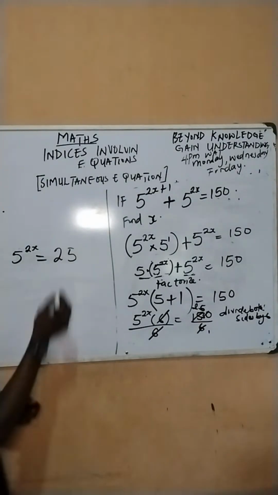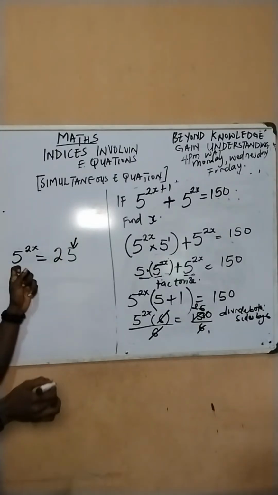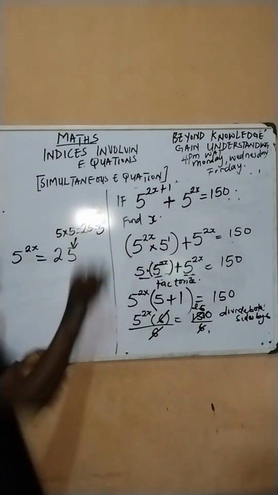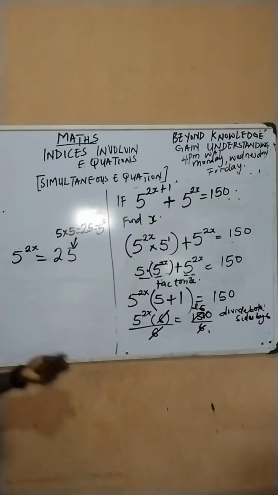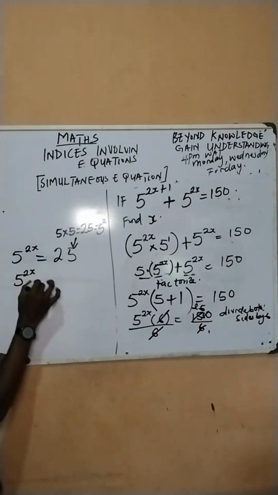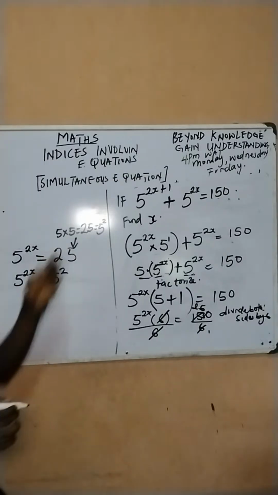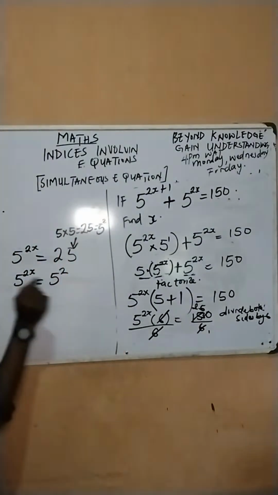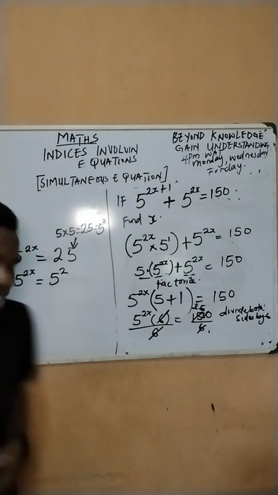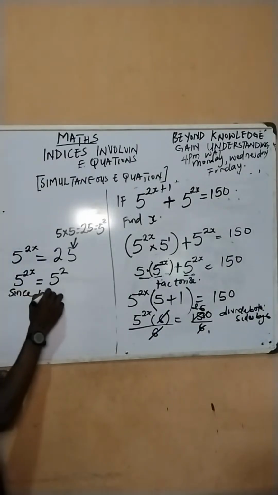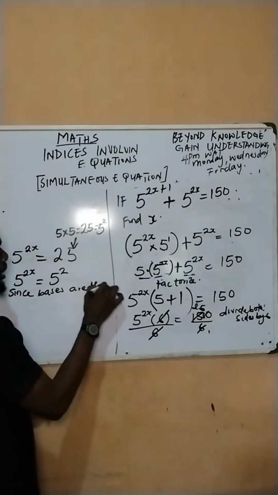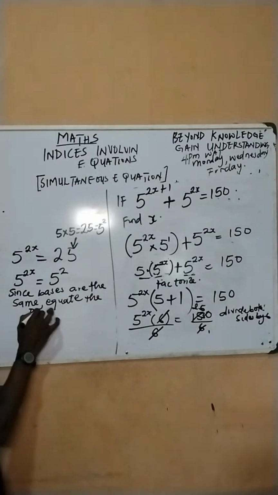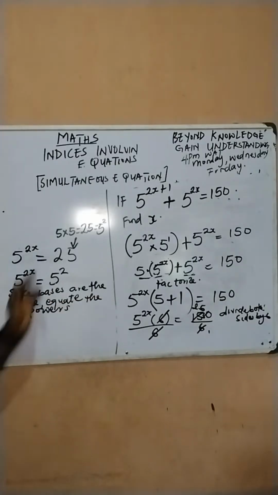So the next phase now is, can I reduce 25 to have a base of 5? Yes, I know that 5 times 5 equals 25, and that is equal to 5 squared. So I can replace this 25 with 5 squared, which is simple enough. 5 raised to the power of 2x equals 5 squared, because 5 squared is the same as 25. And we apply the same process as with the previous question: if you have the same base, equate the powers. Since the bases are the same, we neglect them and now equate their powers.